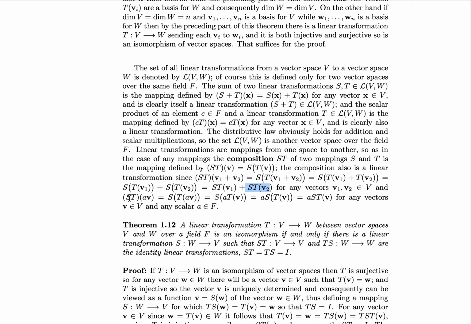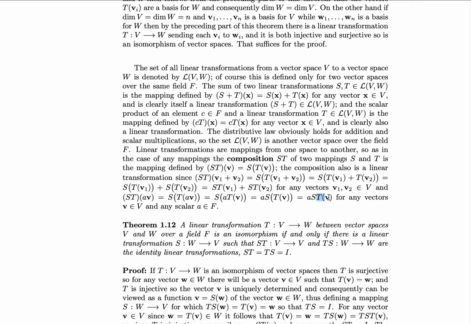And then we'll show that it respects multiplication in this sense. ST of AV is S of T of AV is S of A of T of V is equal to, applying the linearity of S, A of S of T of V, which is A of ST of V. So we have that ST is also a linear transformation because it respects addition and scalar multiplication.